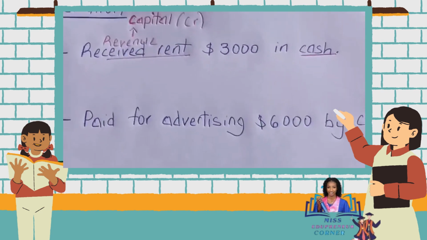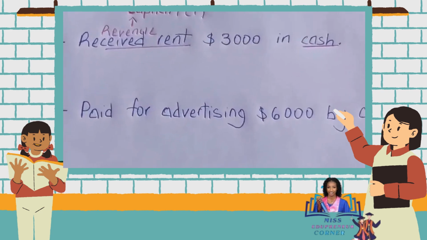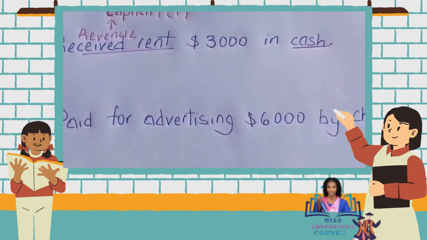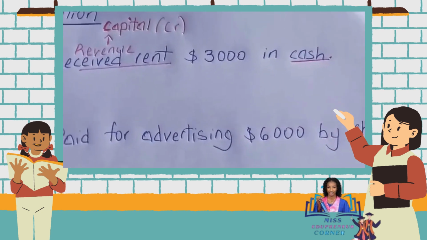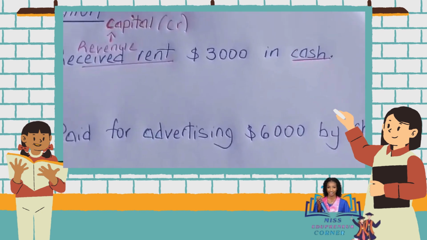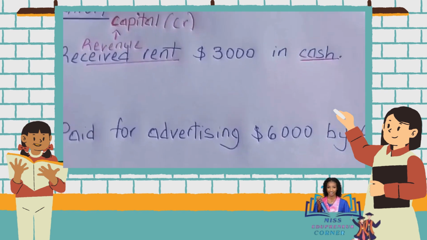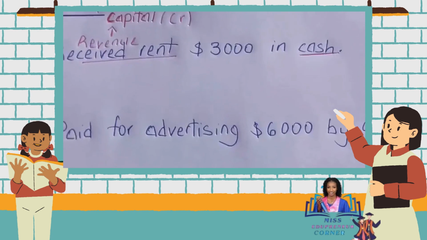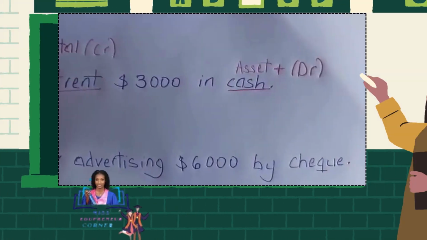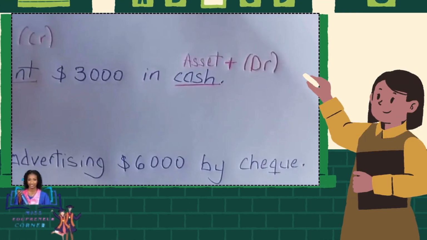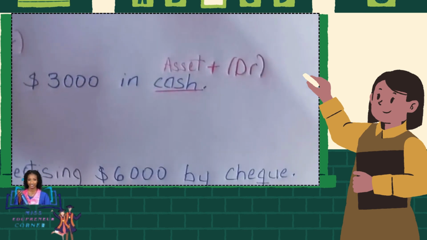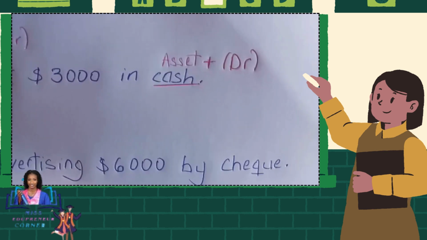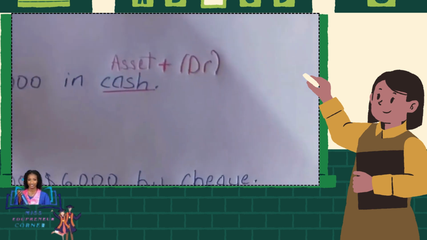Received rent $3,000 in cash. If the business received $3,000 in cash for rent, what is happening to the cash in the business? It is also increasing. Cash is an asset, and as an asset increases, we are to debit. Here we have it. This is how the cash account should be treated. So cash is increasing, so we have a little plus sign right there. Cash is an asset. As an asset increases, we debit.